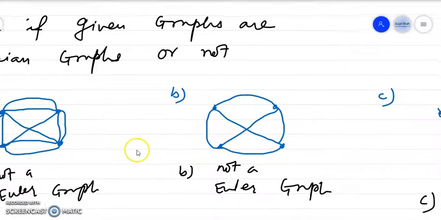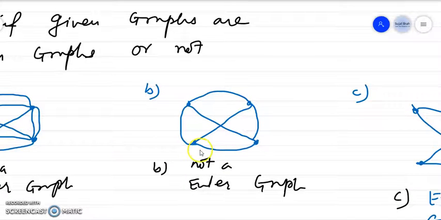Example B, this is also not a Euler graph because each vertex has degree 3. So vertices have odd degree, so it is not a Euler graph.